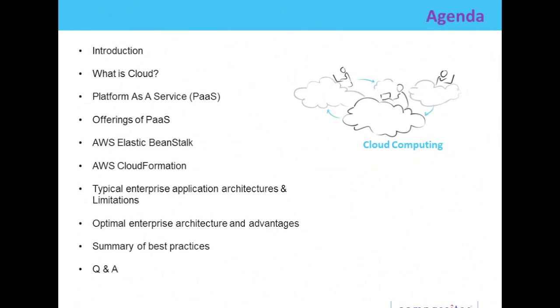Then we'll look at what is the typical enterprise architecture today and what are its limitations. And then we'll look at what would be the optimal enterprise architecture which would leverage today's cloud services, and how it would help us to take care of the limitations of legacy architecture.